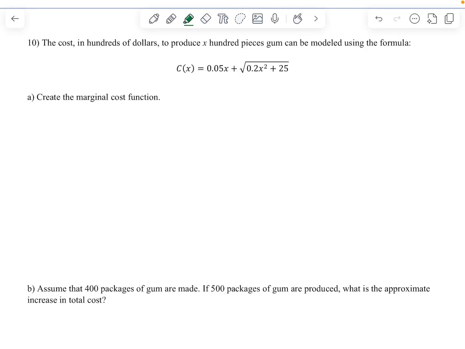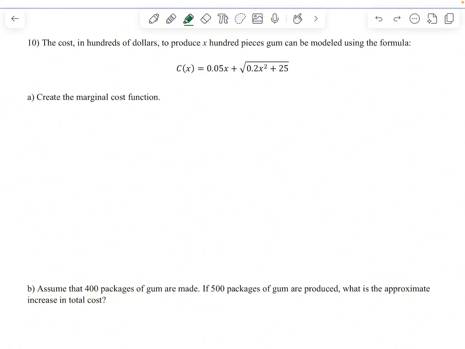Hello class, in this video I will be showing you an application of the derivative. Let's begin. For example 10, we have the cost in hundreds of dollars to produce x hundred pieces of gum can be modeled using the formula C of x is equal to 0.05x plus the square root of the quantity 0.2x squared plus 25.